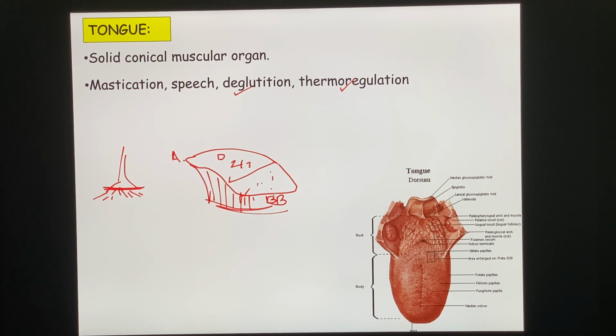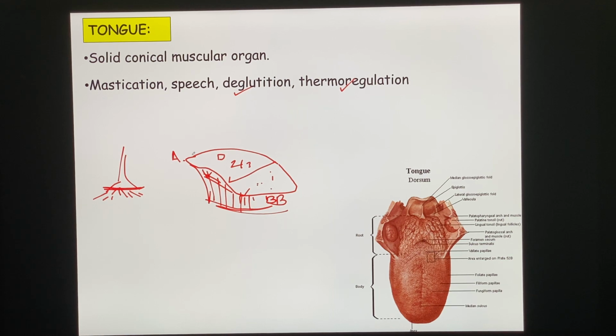Is that clear? This is called the ventral surface, which is smooth. That is, if you lift your tongue up and see the structures beneath it, we have these lingual veins. You can see them. That is what we call the ventral part.